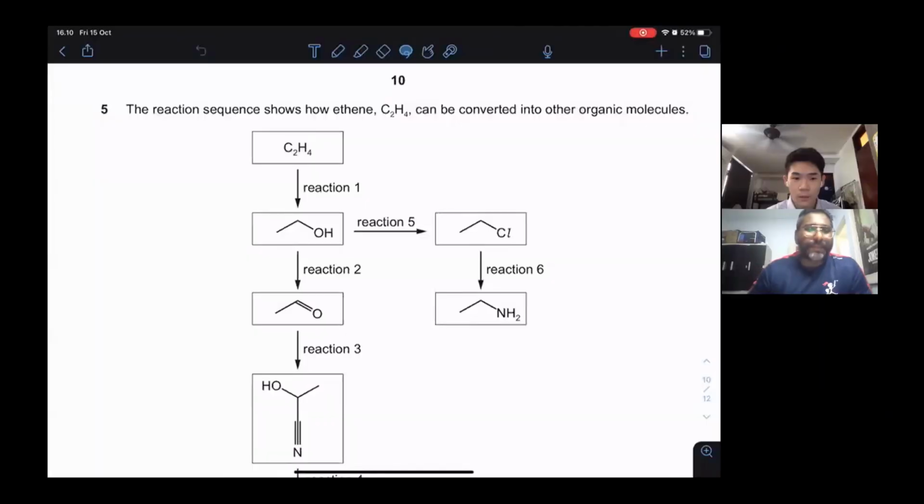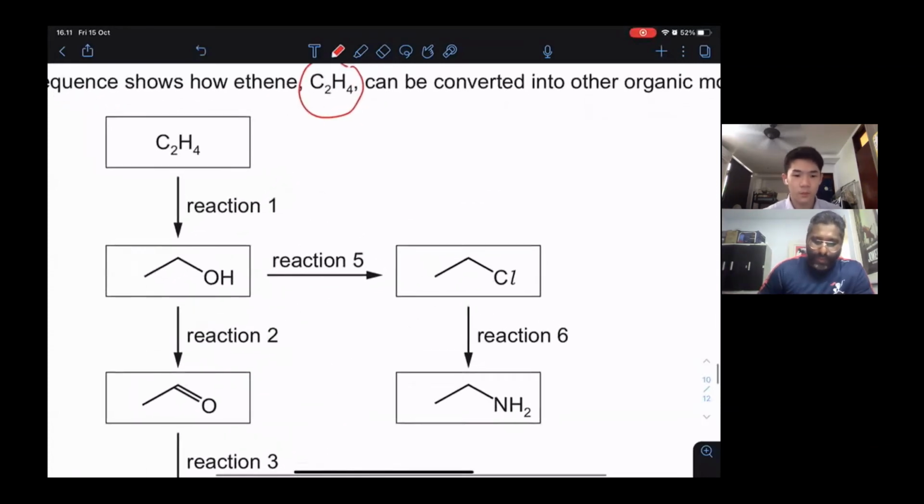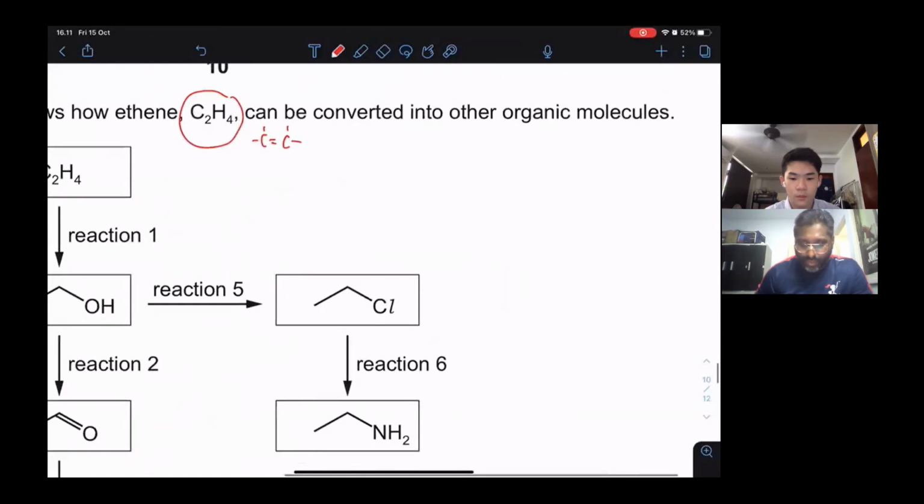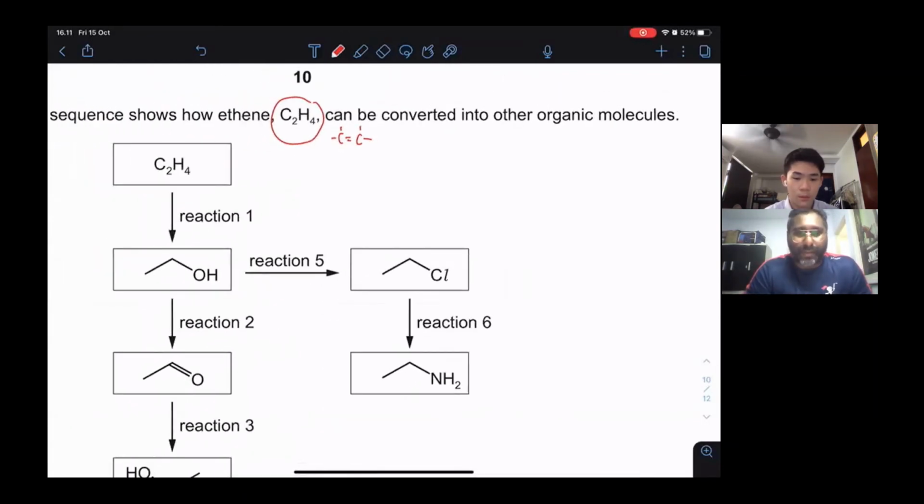So if you look at question number 5, the reaction sequence shows how ethene can be converted into other organic molecules. The moment you see ethene, C2H4, it is unsaturated, so it will have a carbon double bond and 2 hydrogens over there. You do need to remember, whenever we are dealing with unsaturated hydrocarbons like alkenes, they will undergo electrophilic addition reactions.